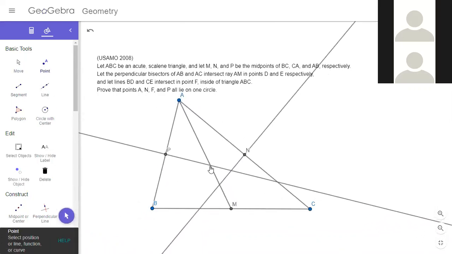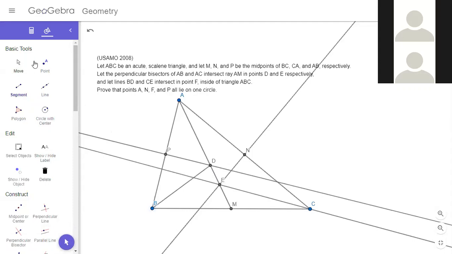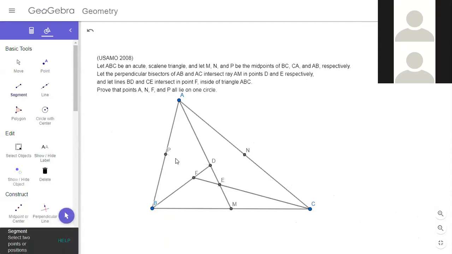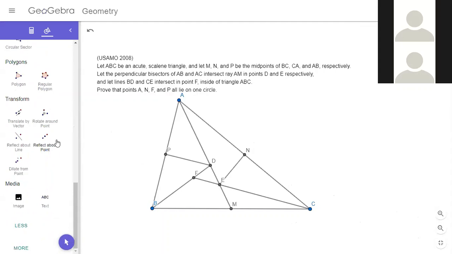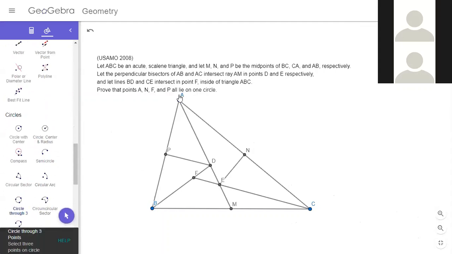I feel like I might have done this problem a long time ago. D and E, and BD intersects CE at F. We want to show that ANFP is cyclic. Okay, this looks like it might be a legit problem.